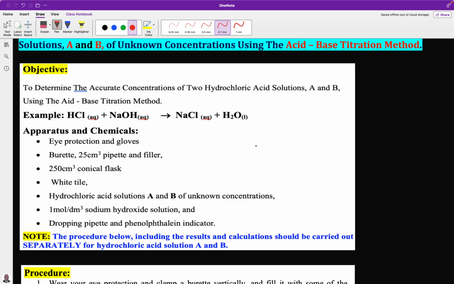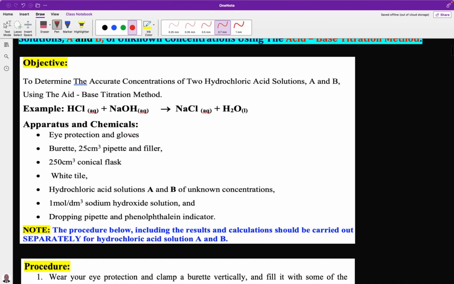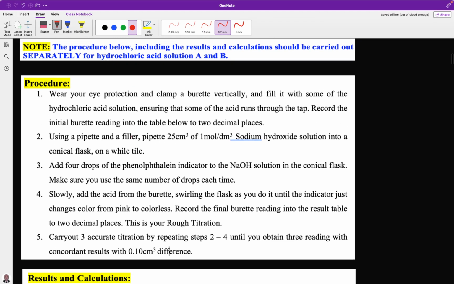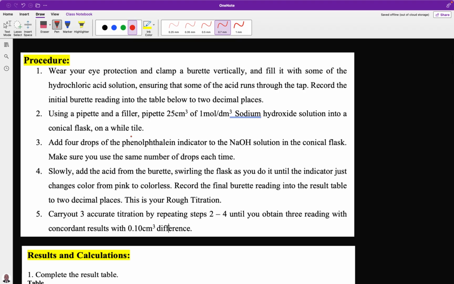After your objective, you go to your apparatus and reagents. List all that you have there. Then, remember, the same method must be carried out for the two different acid solutions. Thirdly, the procedure: follow the same procedure for all the acids.